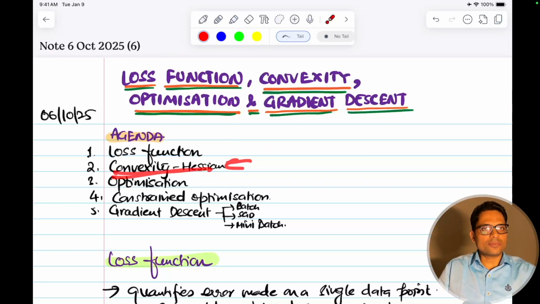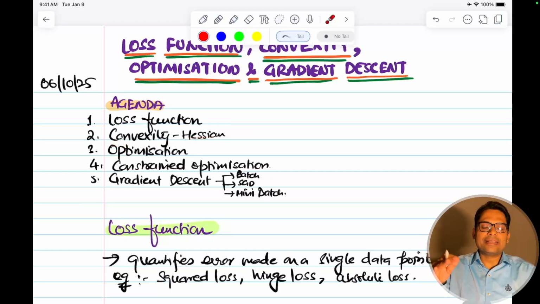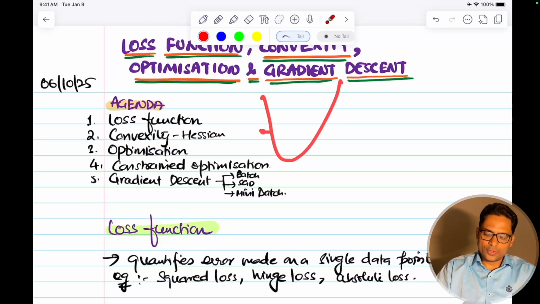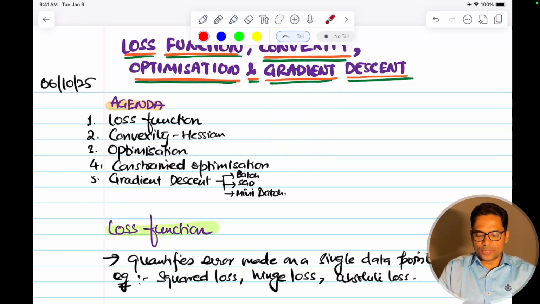We understood what convexity is: if I draw a line touching 2 points, it should always be above the curve. If I draw any line connecting 2 points on the curve, then it should always be above the curve. This is what convexity is.